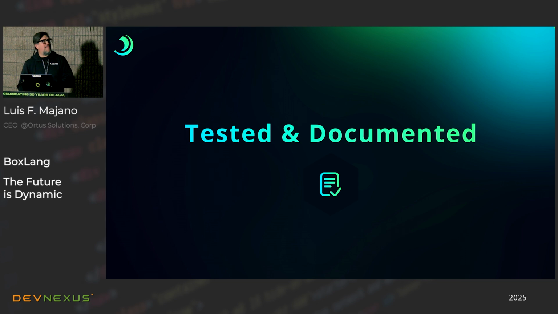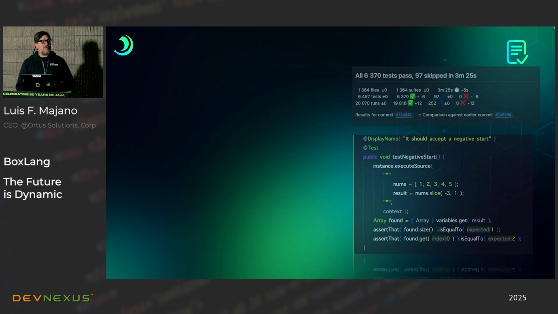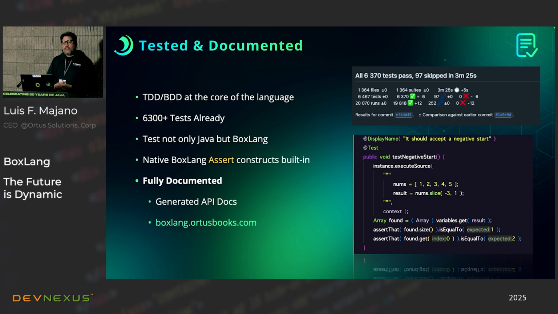Almost done. This was really important for us, is that the entire language be tested and documented. We are big on this, creating professional open source for a long time now. So we have a collection of over 6,300 tests already, actually more tests than commits at this point. Not only in Java, but using BoxLang, we've actually integrated the ability for you to execute within JUnit all the BoxLang code as well. We have our own testing framework called TestBox, which is actually even included as well to give you types of behavioral-driven development as well. Native assertions into the language as well, and completely documented from all the API docs to a book.